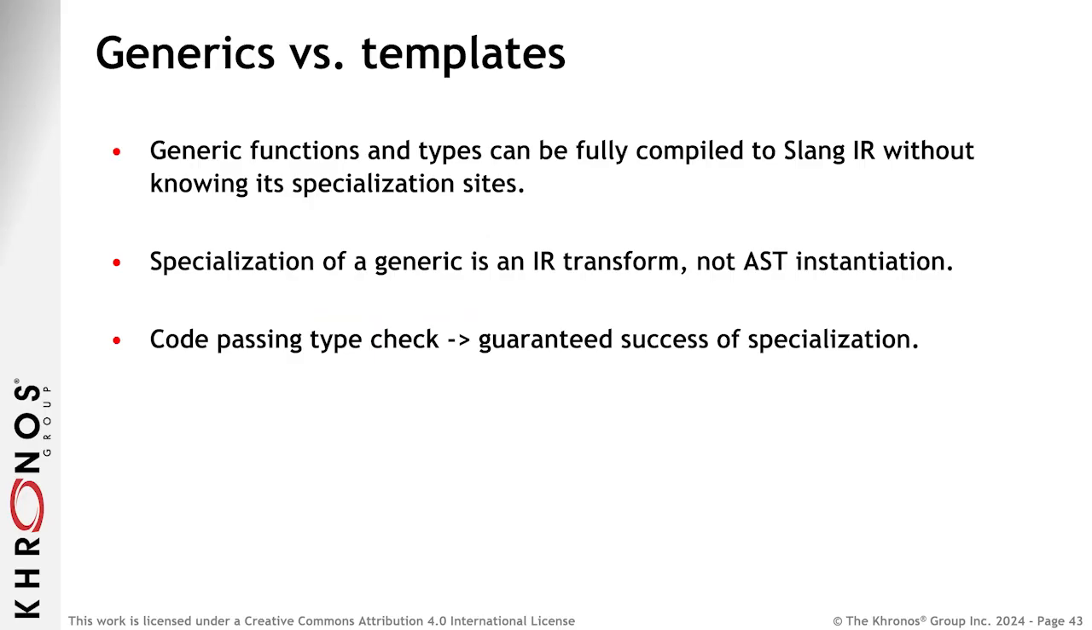So just to restate what I just said: generics are fully checked and compiled to IR without being specialized, and specialization is done in IR, not in the AST before any parsing or checking. What this means is that if a generic function passes type check, and all the call sites of the generic also pass type check, then together that will guarantee the specialization of the generic will result in valid code during the IR optimization stage.